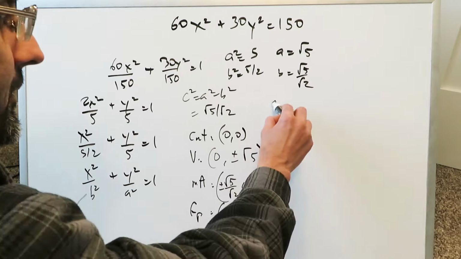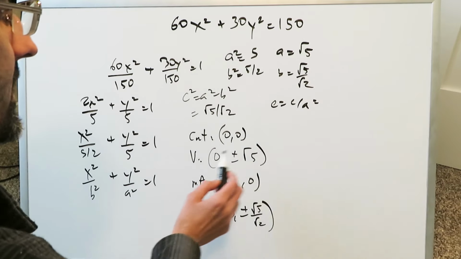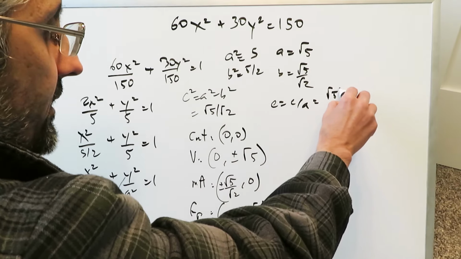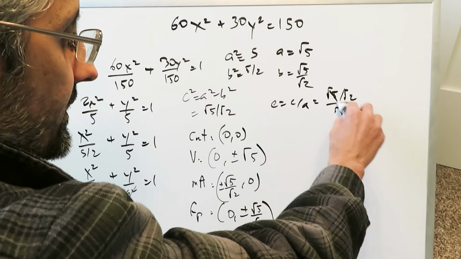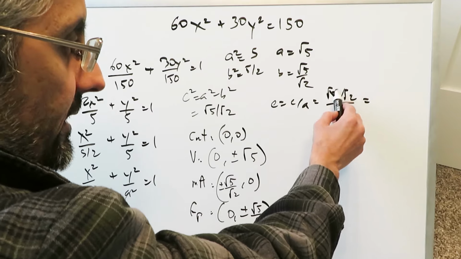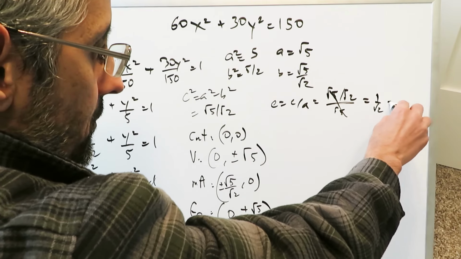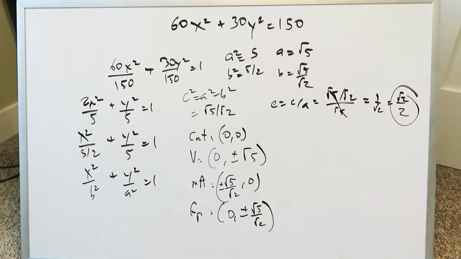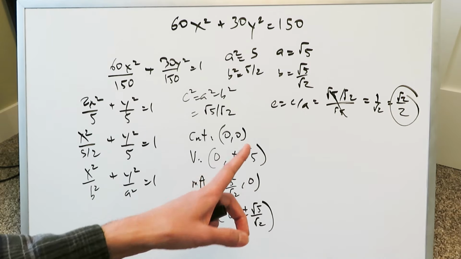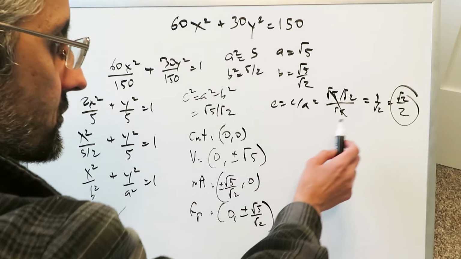You can do eccentricity over here, which is equal to c over a. Your c value here is root 5 over root 2, over a, which is root 5. These cancel out, and that's really 1 over root 2. That's what you have, 1 over root 2, which is root 2 over 2. You can verify this computation here is right. I did a mental shortcut over there, but it's right. E equals root 2 over 2.